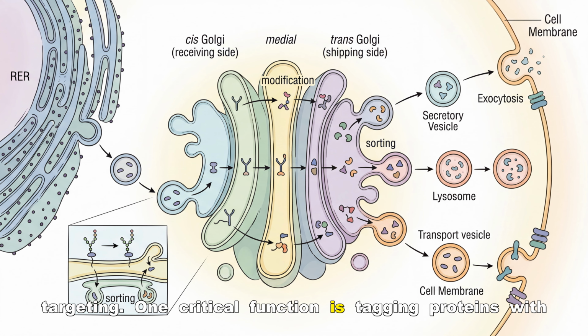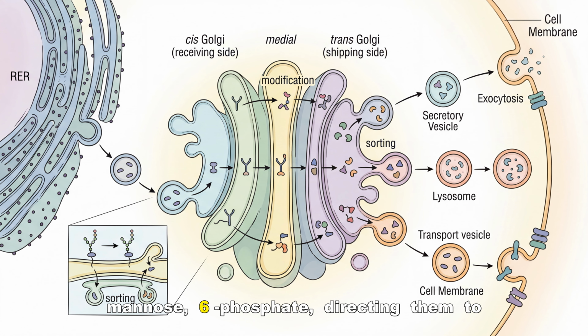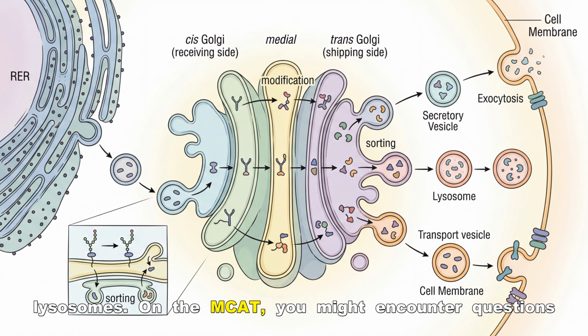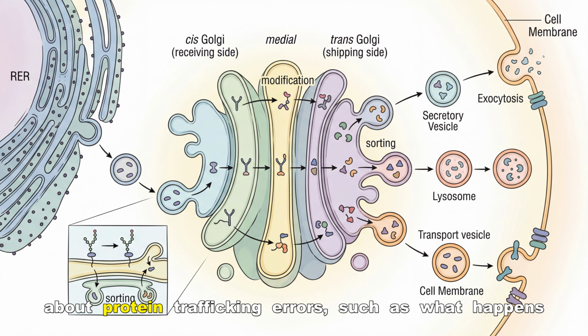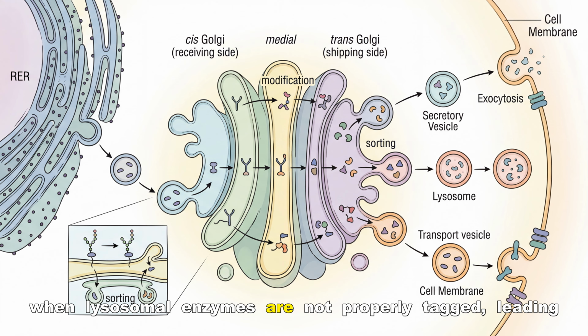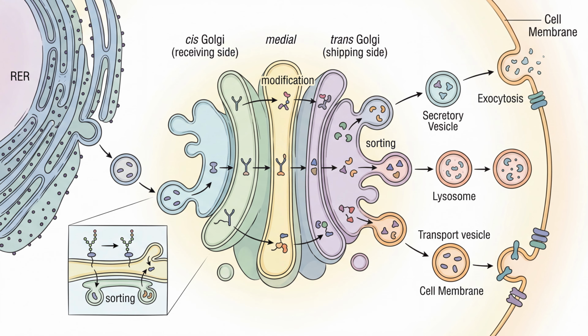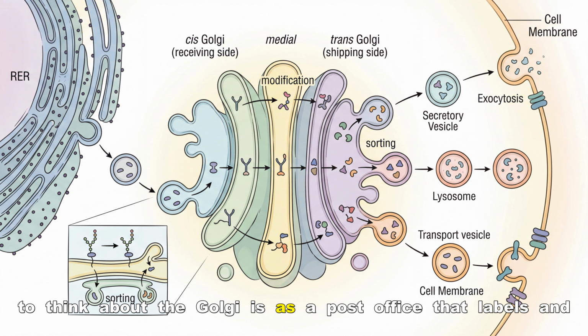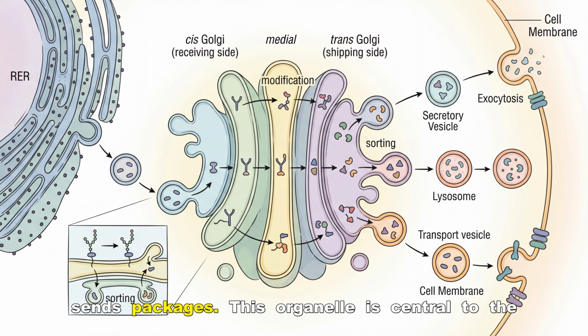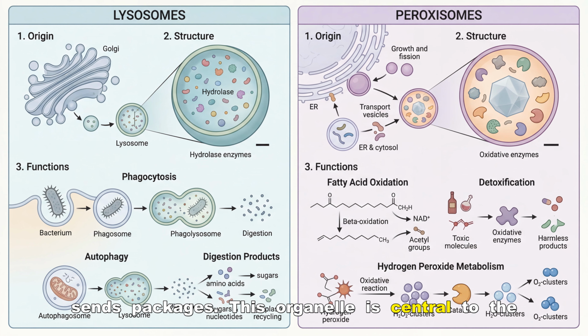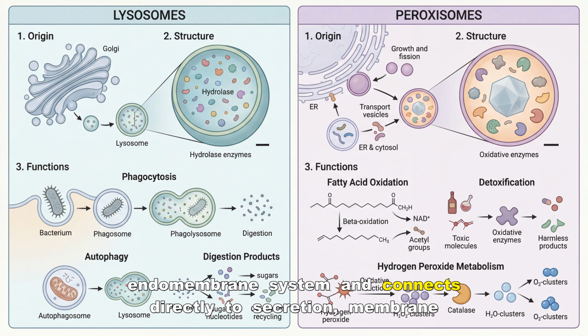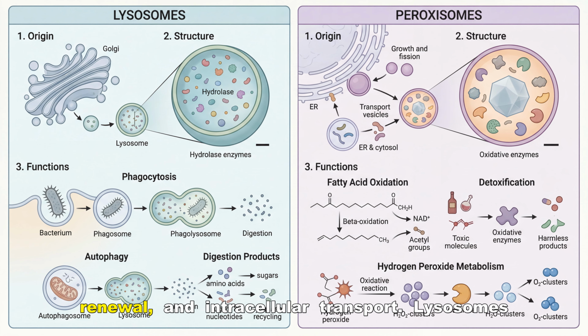One critical function is tagging proteins with mannose-6-phosphate, directing them to lysosomes. On the MCAT, you might encounter questions about protein trafficking errors, such as what happens when lysosomal enzymes are not properly tagged, leading to diseases like I-cell disease. A helpful way to think about the Golgi is as a post office that labels and sends packages. This organelle is central to the endomembrane system and connects directly to secretion, membrane renewal, and intracellular transport.